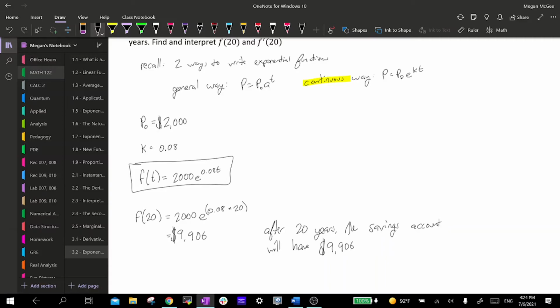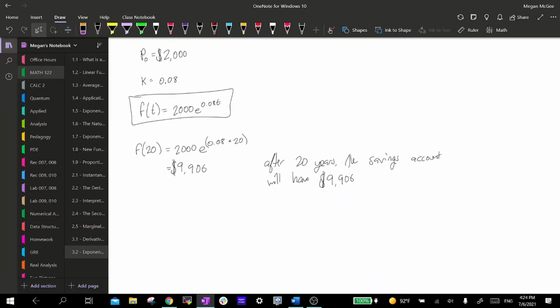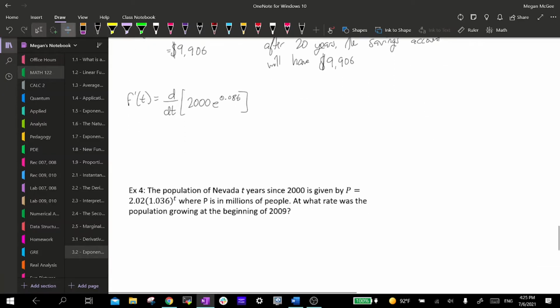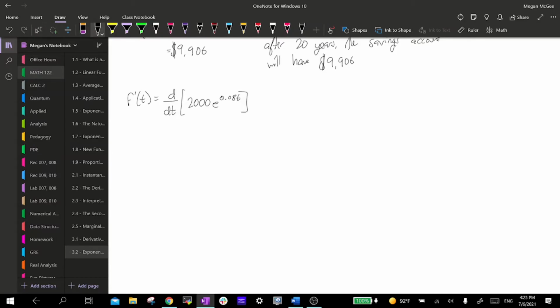Alright, so we found and interpreted f of 20, and now we need to do the same thing for f prime of 20, which means we need to go ahead and calculate the derivative, right? We need to find f prime of t, which is the derivative with respect to t of our equation, 2000e to the 0.08t. Alright, so we'll go ahead and use our constant multiple rule to pull out the 2,000. So then we just have the derivative of e to the 0.08 times t.